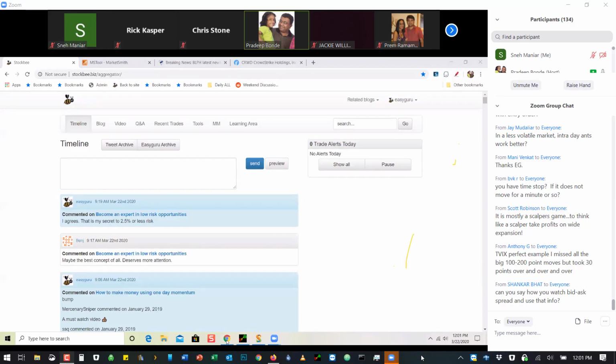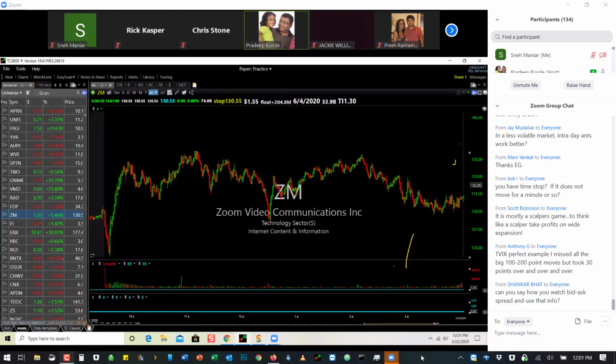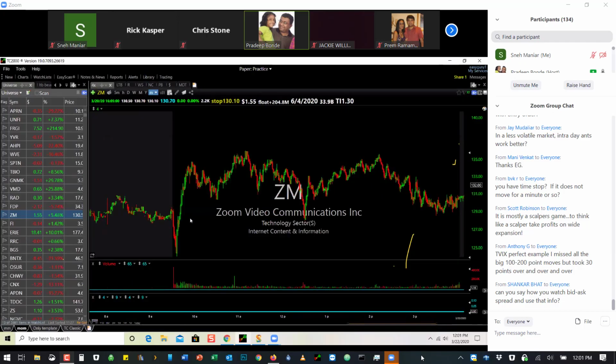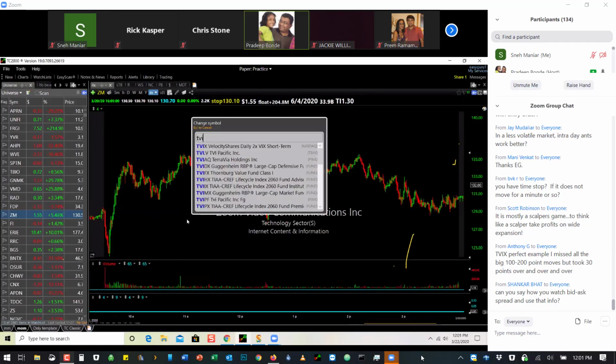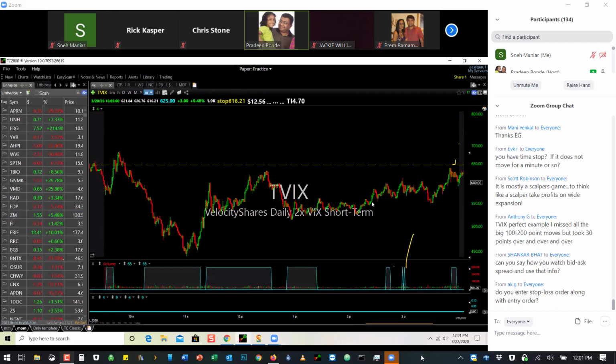So here's what I discussed so far, okay? Now let me make sure this goes. This is ZM, just to give you an example on a 1 minute chart. Same way, if you look at a TVIX chart on 1 minute, you will see how many impulse moves happen. Scalping can be very profitable because when you see something starting to fade immediately, or anticipate fading, it's very profitable, okay?